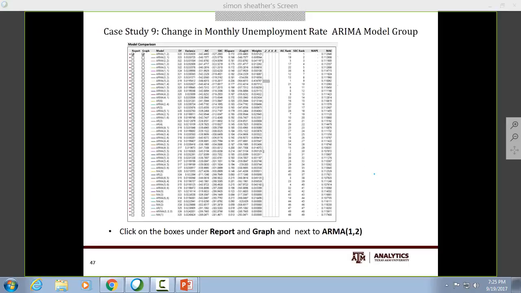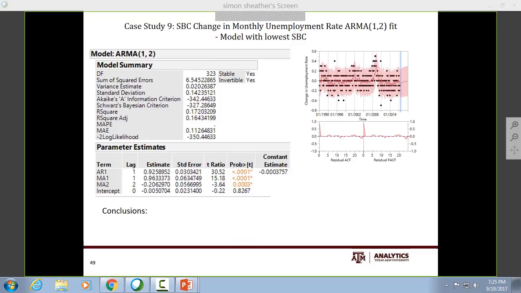Okay, let's move on. You can really easily fit models by just clicking the box under Report and under Graph. So we're going to start by fitting the ARMA 1-2 model, and all you have to do is click Report and click Graph, and magic, it fits the model and gives you this plot. So the AR1 coefficient is very highly statistically significant. The MA1 is very highly statistically significant. The MA2 coefficient is highly statistically significant. The intercept is not, and as we say, I don't care about intercepts. I'm just going to leave it in there for the moment.